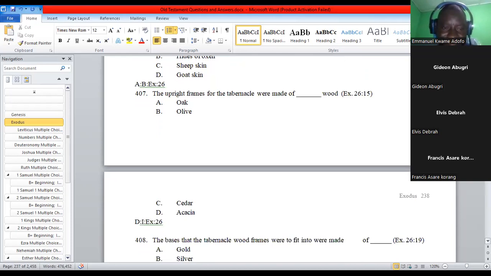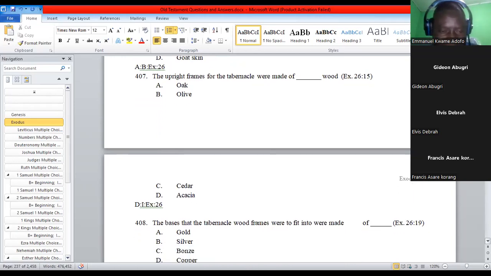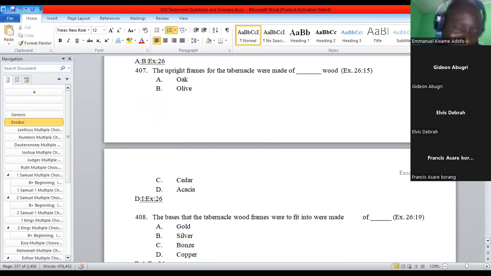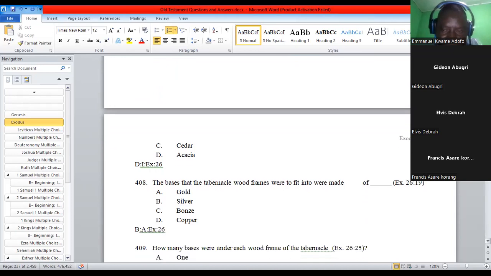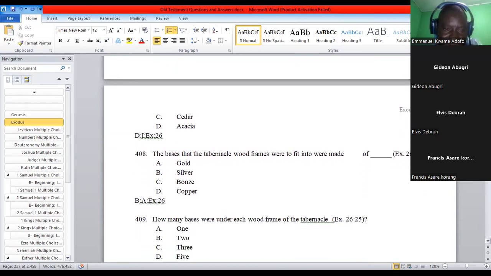The bases that the tabernacle wood frames were to fit into were made of what? Verse 19. Silver. Was made of silver. How many bases were under each wood frame of the tabernacle? How many? Verse 25. 3.